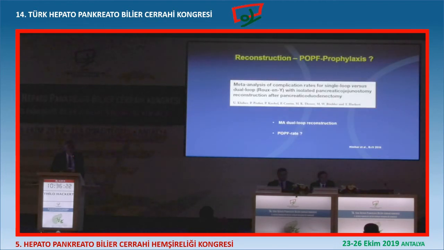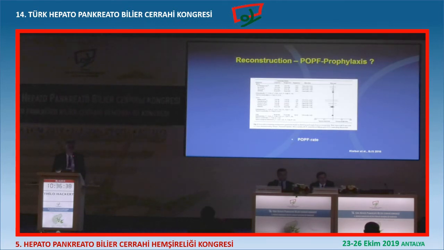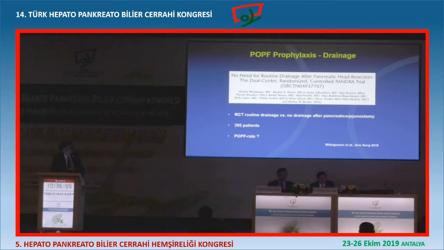Now, what about the reconstruction? Some people thought if you do a dual loop reconstruction, if you separate the pancreatic anastomosis from the rest of the anastomosis, you might do better. This is shown here. The pancreas is put on a separate loop, and this might have an influence on pancreatic fistulas. However, when you look into the randomized controlled trials, there's absolutely no difference. So the dual loop reconstruction does not offer anything. It just takes longer to reconstruct this because of two more anastomoses, of course, and therefore you should not do it because it's not a benefit for the patient from good evidence, randomized controlled trials here.